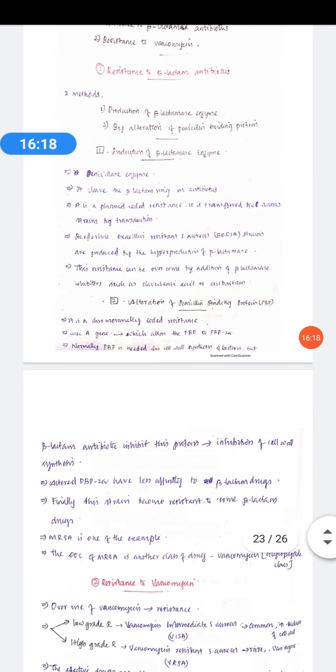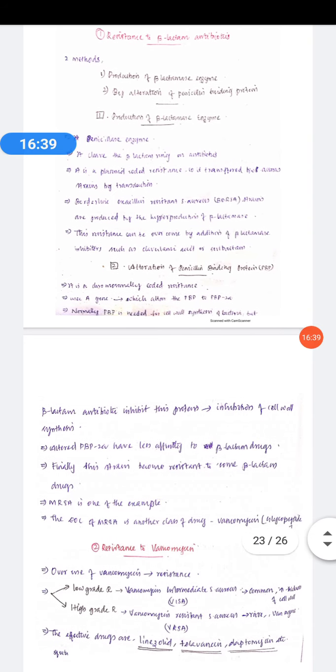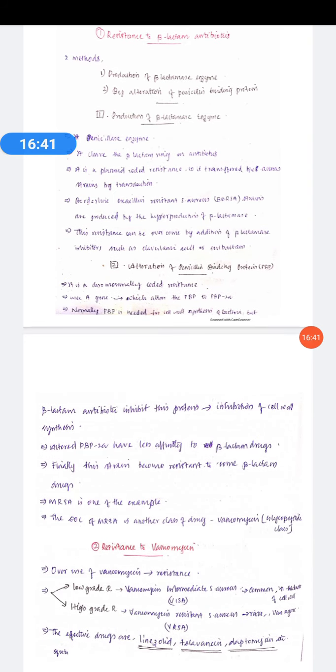Coming to the first one, that is production of beta-lactamase enzyme. The beta-lactamase enzyme is also known as penicillinase enzyme. It cleaves the beta-lactam ring in antibiotics. It is produced by the Staph aureus. It is a plasmid coded resistance. It is transferred between Staph aureus strains by transduction and it cleaves the beta-lactam ring. So the antibiotic cannot work on these bacteria.